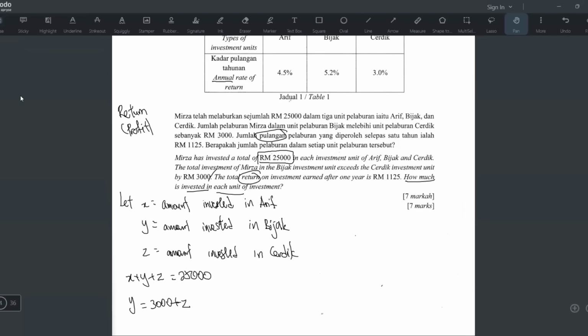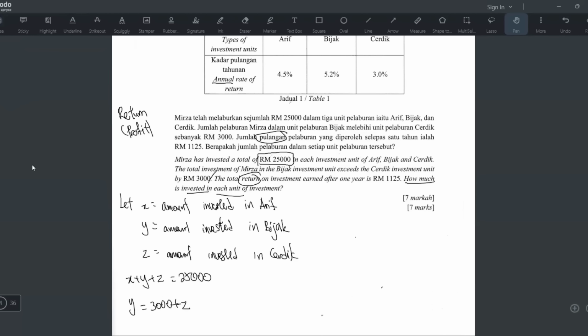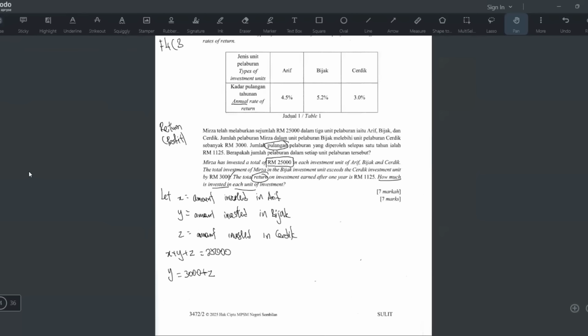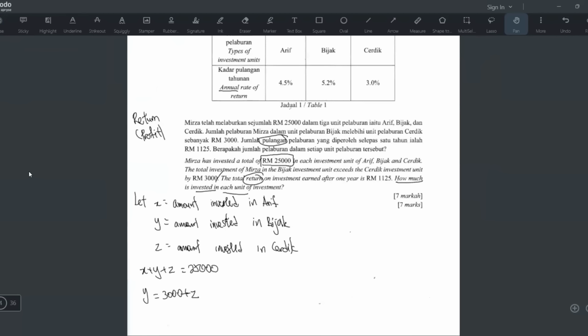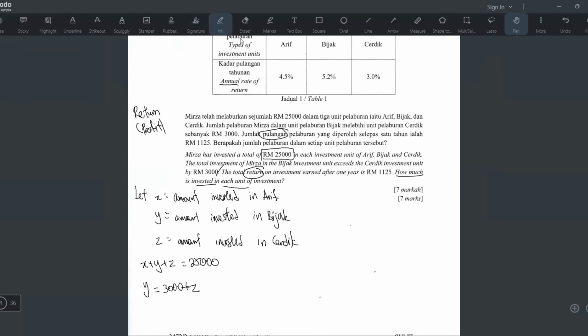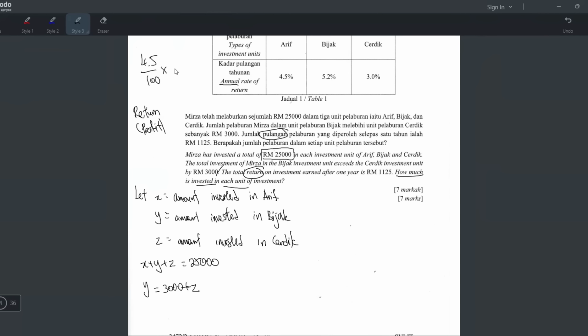So I think I have to find out the return for each type of investment first. So remember they give us the rate of return, right? It's 4.5%. So what we have to do is we take the 4.5% times the X to get the return. Okay, 4.5 divided by 100 means it will be 4.5. You take the decimal, you move to the left two times. You divide by 100. So you get 0.045 X, of course.